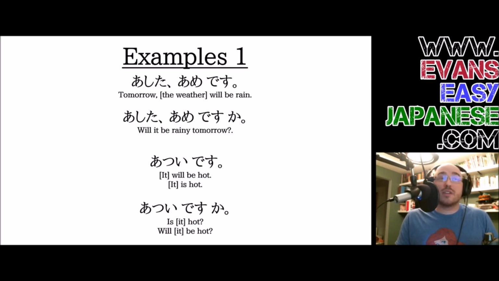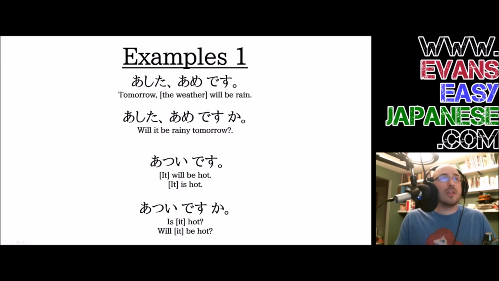Examples number 1. We're starting with nouns and e adjectives. The top one, ashita, ame desu. So, tomorrow, is it rain? Oh, sorry, it's not even a question. Sorry, ashita, it is rain. Tomorrow, the weather will be rain. This could even be considered the word rainy. So, tomorrow, it will be rainy.